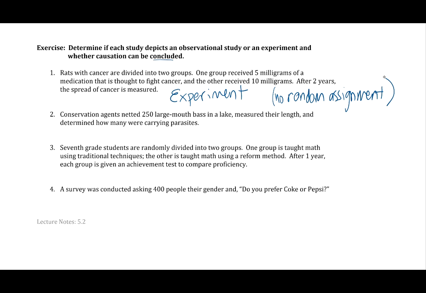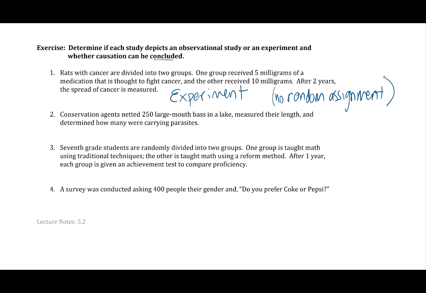Okay, number 2 says conservation agents netted 250 largemouth bass in a lake, measured their length, and determined how many were carrying parasites. So you can see we have two variables being collected here. We have the length of the fish, and then we have whether they had parasites or not. This is an observational study.